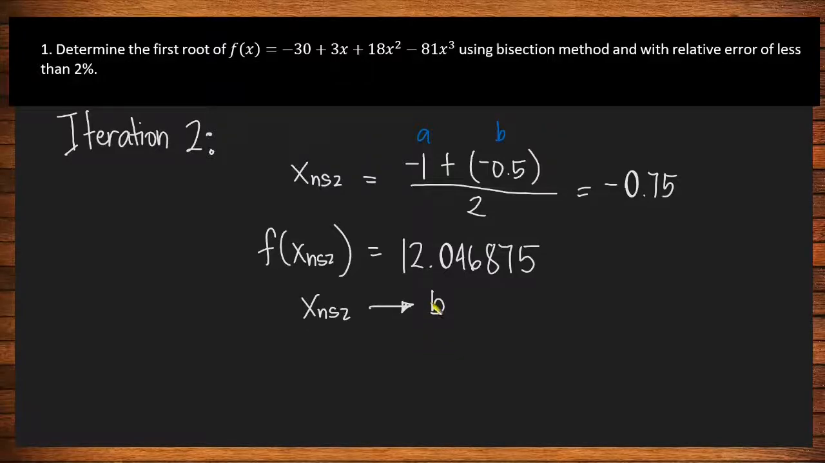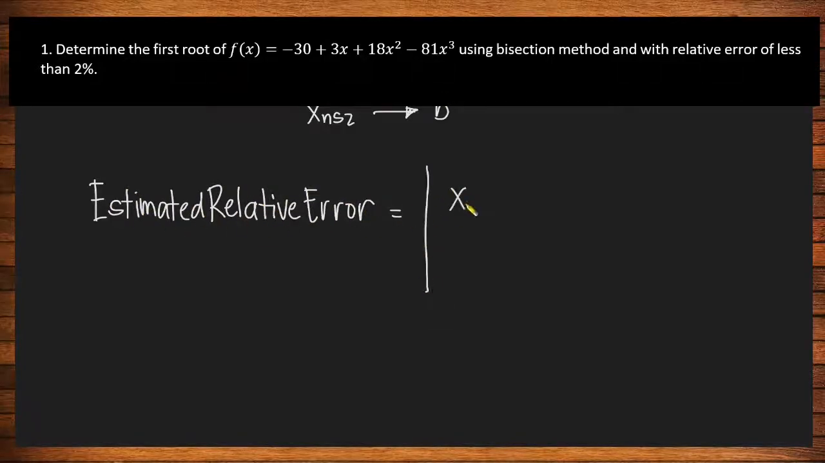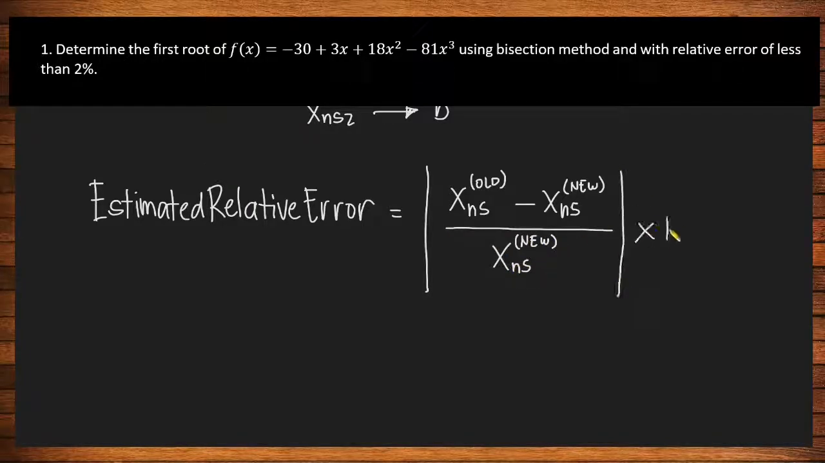So yung sabi din sa problem, dapat daw yung relative error is less than 2%. So we calculate the estimated relative error using this formula. So we have the absolute value of x_s old minus x_s new divided by x_s new, and then we will simply multiply that by 100%.